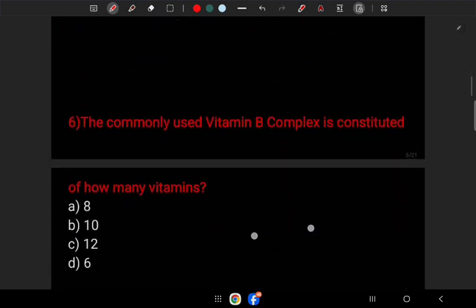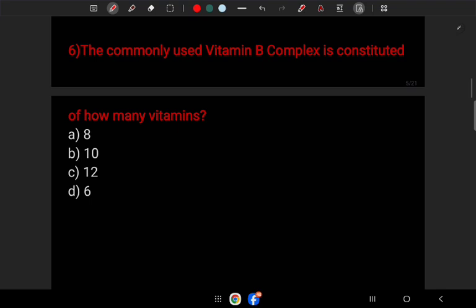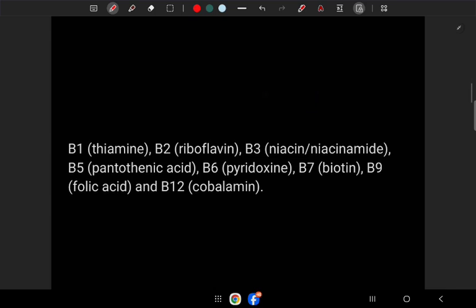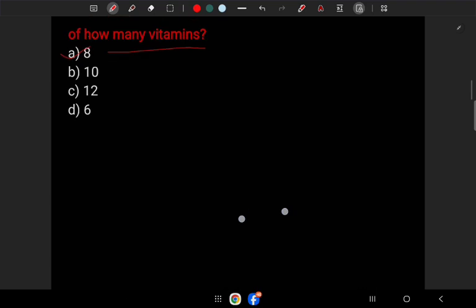Next question: the commonly used vitamin B complex is constituted of how many vitamins? We say vitamin B complex. Complex means many different types of vitamin B together make vitamin B complex. There are 8 different types of vitamin B present in it. These are: vitamin B1, thiamine; B2, riboflavin; B3, niacin or niacinamide; B5, pantothenic acid; B6, pyridoxine; B7, biotin; B9, folic acid; and B12, cobalamin. So the correct option is A.